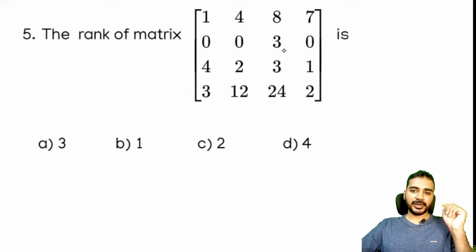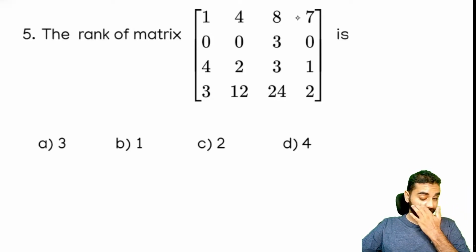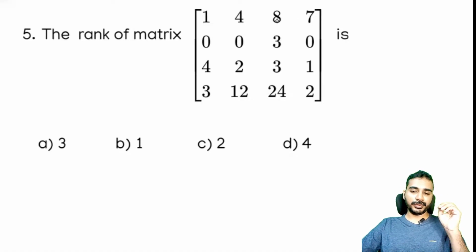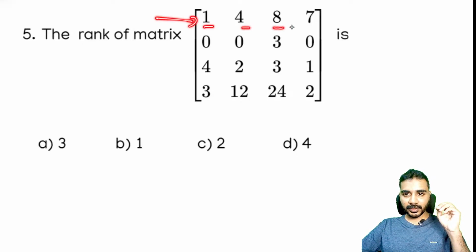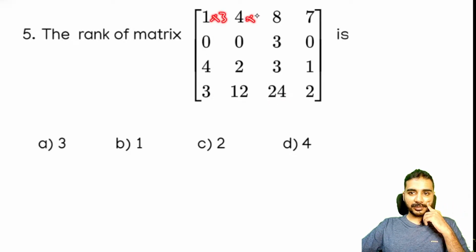Before doing that, let's just look at this matrix and see if there is any possibility to reduce any rows, or if some simplifications can be done or not. Okay, so let's look at that. Consider this first row. This is 1, 4, 8, and 7. Here we can see 3, 12, 24. So this multiplied by 3 is giving here 3, 12, and 24.